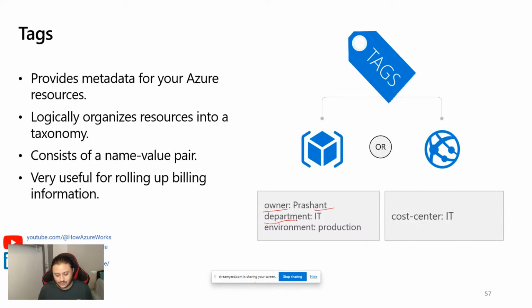Which department this resource belongs to, it will define the department. Then the environment: is it production, maybe dev, or maybe QA, that you can define. And the most important part is the cost center, where the cost for this resource is going, which team or which department is going to pay the cost, so that we can define it here, so that we can easily access the resources and know which resource belongs to which properties. Okay.